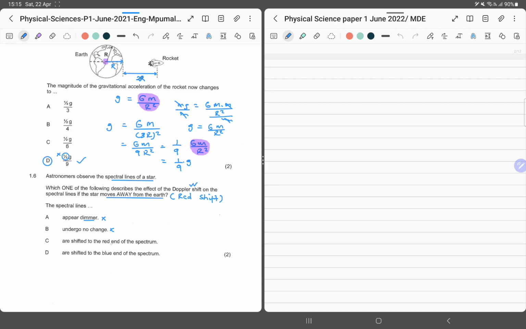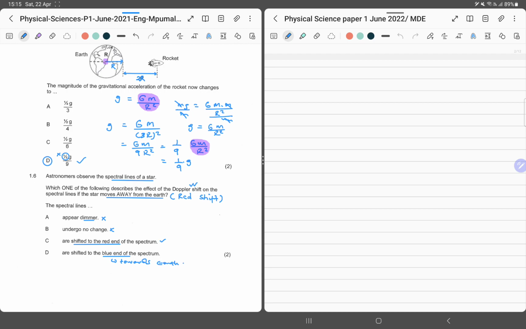They are shifted to the red end of the spectrum. That's definitely true. They are shifted to the blue end. Remember, a shift to the blue end means towards Earth.